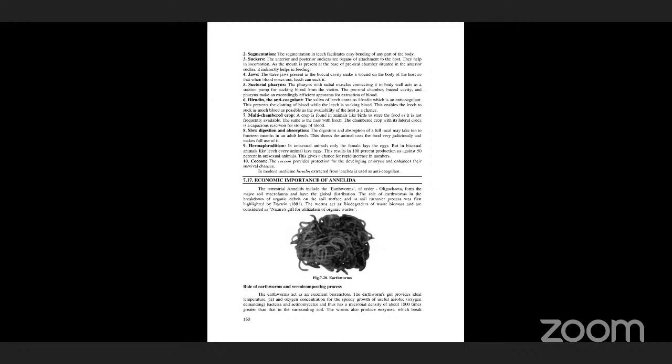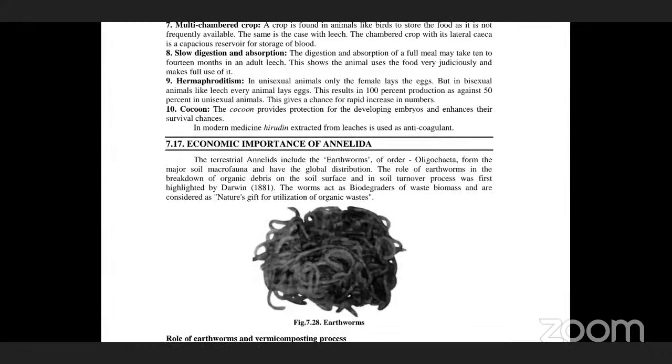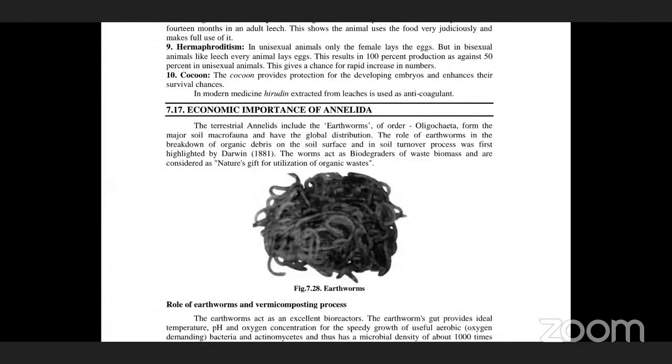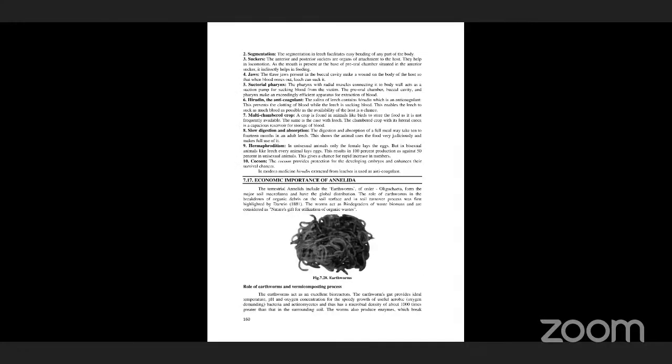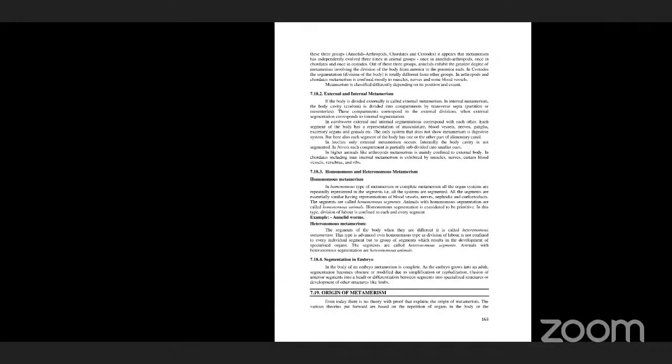So its economic importance is this. The terrestrial annelids include earthworms, and they form major soil macrofauna. They act as biodegraders of waste biomass. Even earthworms are helpful in vermicompost. They are helpful in fertilizing the agricultural lands. Okay. So metamerism.